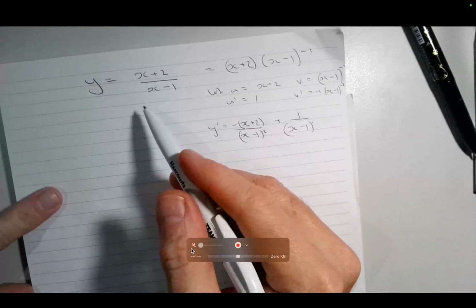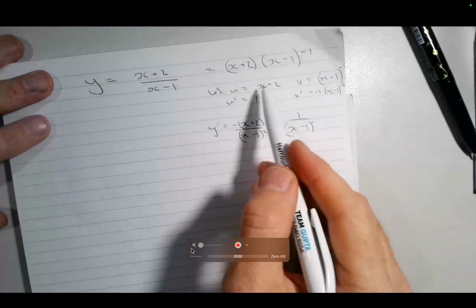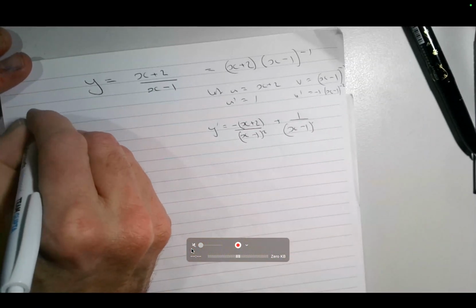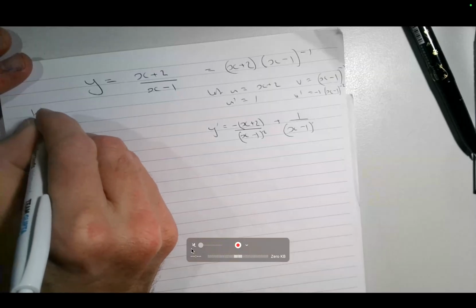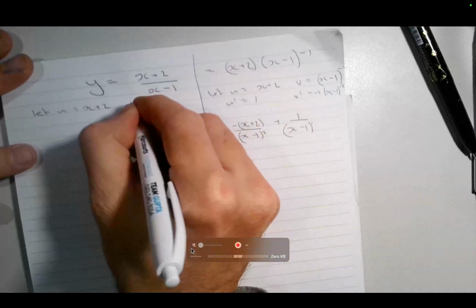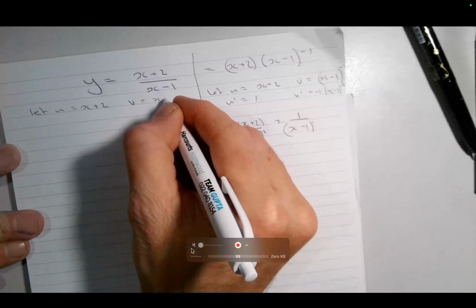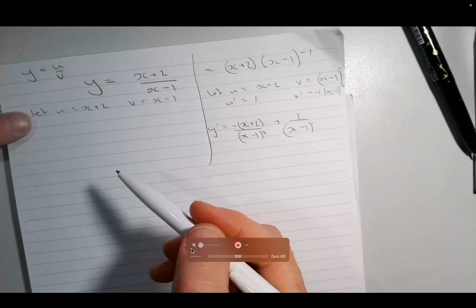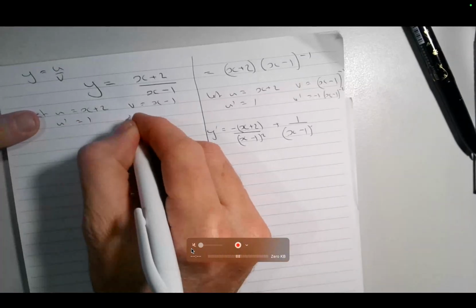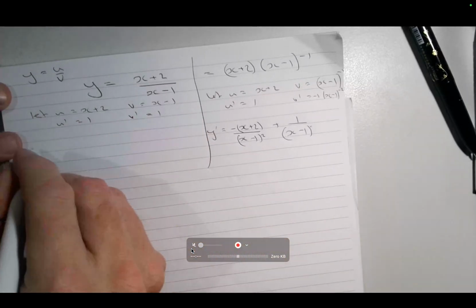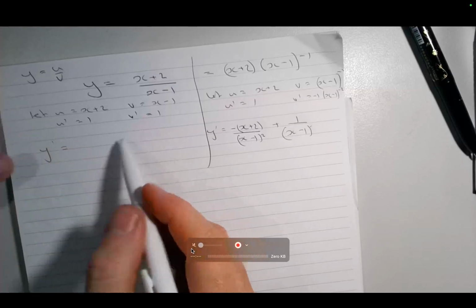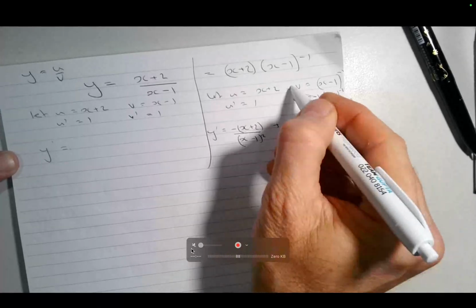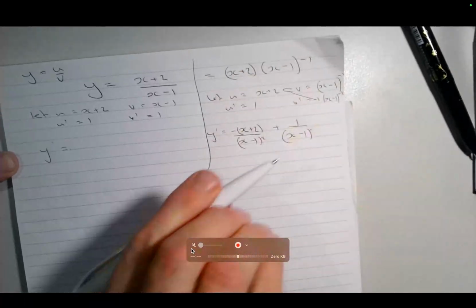But trust me, the quotient rule is actually probably better to do than the product rule here. So the quotient rule says you let u equal the top bit, x plus 2, and v equal the denominator, x minus 1. So y equals u over v. Underneath it, u dash is 1, v dash is 1. Now here's the tricky bit, y dash. The product rule is easy, you just do the diagonals. Doesn't matter which way you do the diagonals, right?